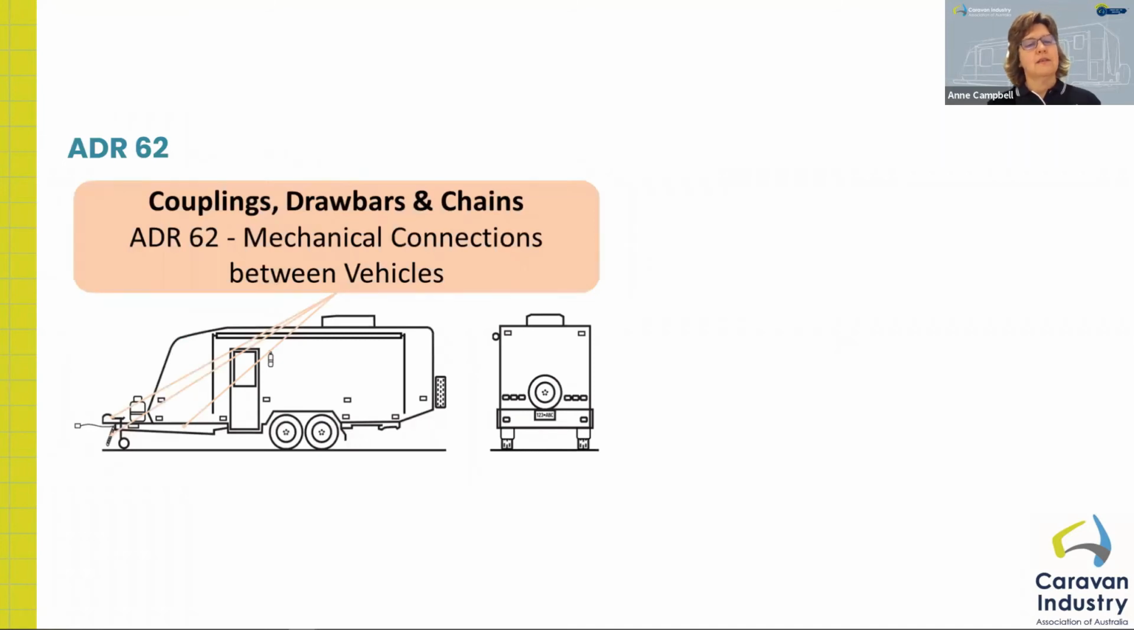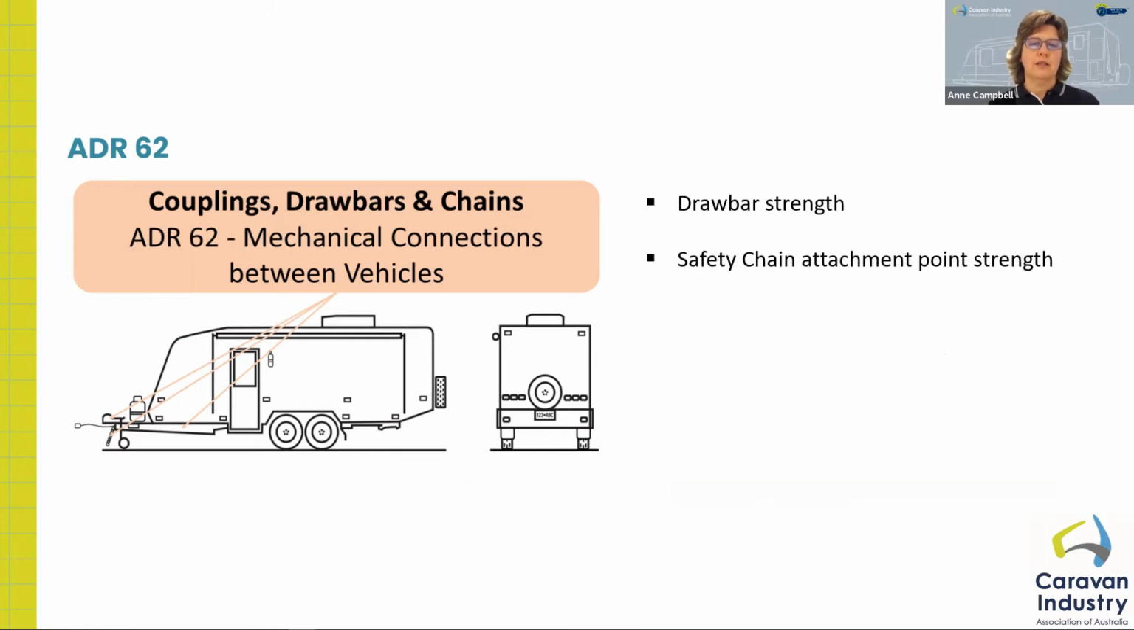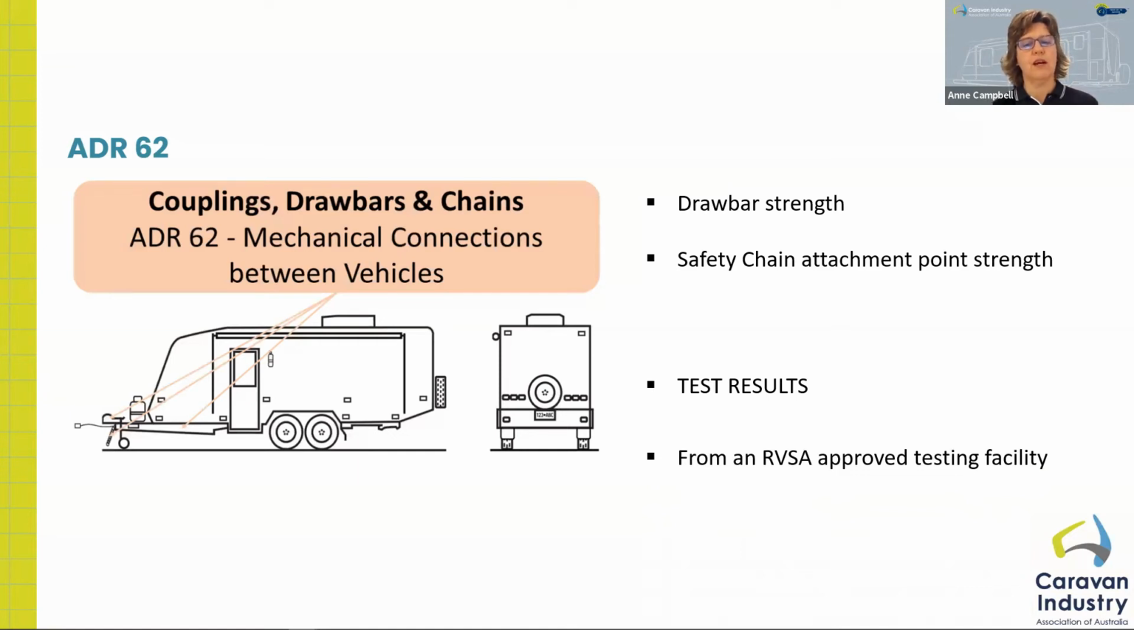ADR 62 is another example where there are a couple of specific test requirements. So drawbar strength is a key one, and safety chain attachment point strengths. And the ADRs have some specific test requirements that either need to be tested or modelled. So these are ideal ADRs where test results might be a suitable evidence, bearing in mind, of course, that they need to come from an RVSA approved testing facility.